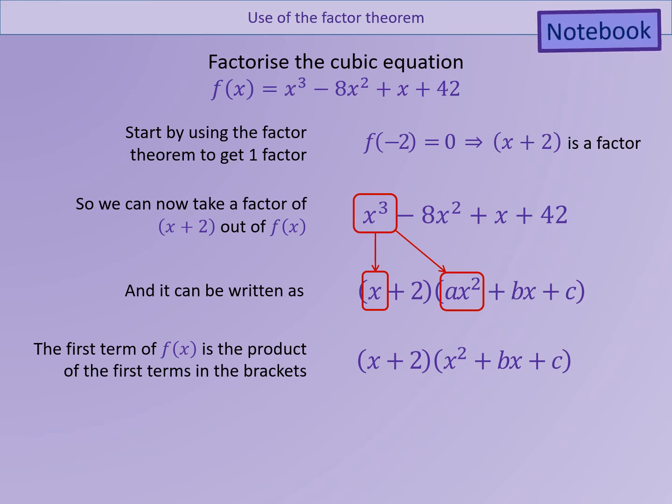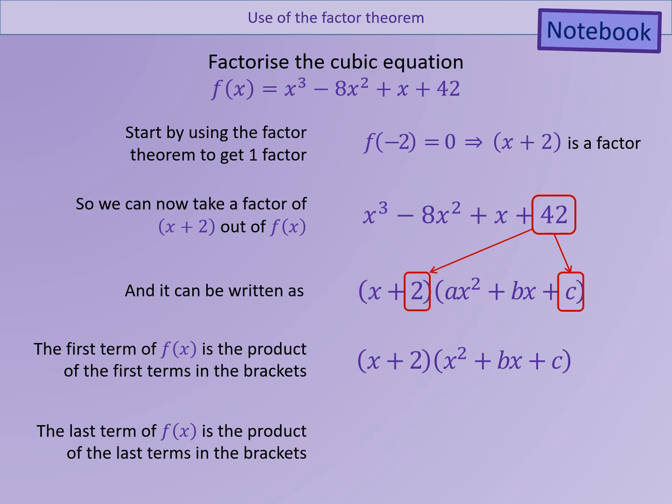The next value that I'm going to try and find is the value of c, because the only way that I can possibly get a numerical value without any x's coming out of this expansion is when I multiply the 2 in the first bracket by the c in the second bracket. And that has to give me an answer of 42. So that means that c is going to have to equal 21.